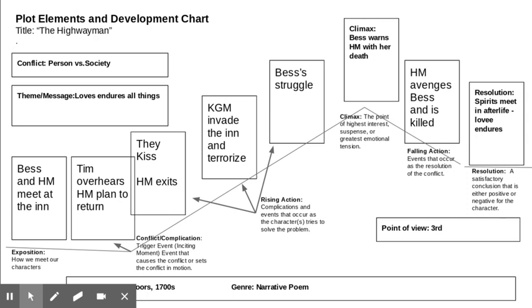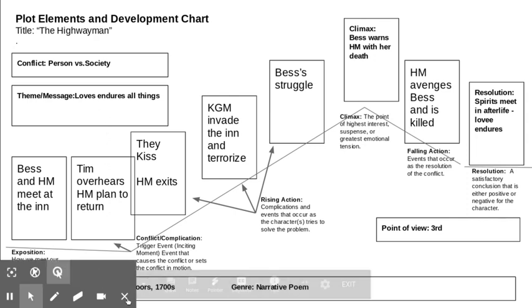And so I will pause, and you may leave this up here to get your notes: person versus society, our message of love enduring all things, the setting being out in the British moors in the 1700s, and a narrative poem told in third person point of view. Okay, so make sure you have that.